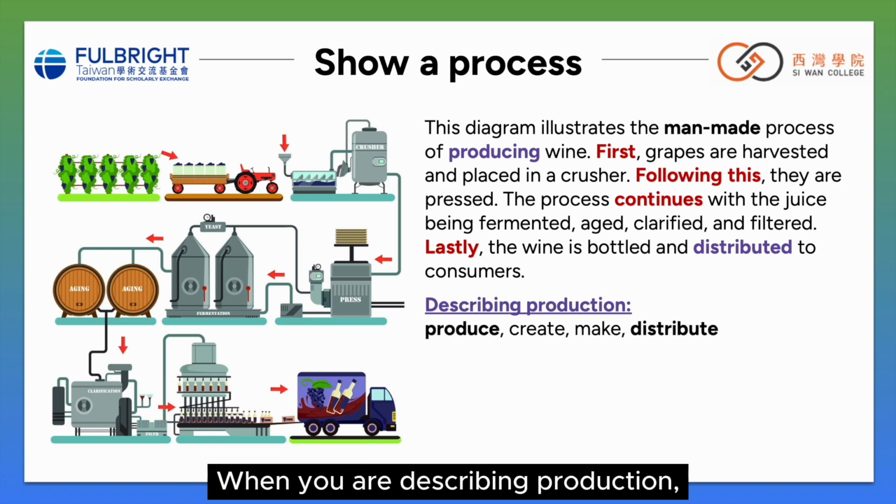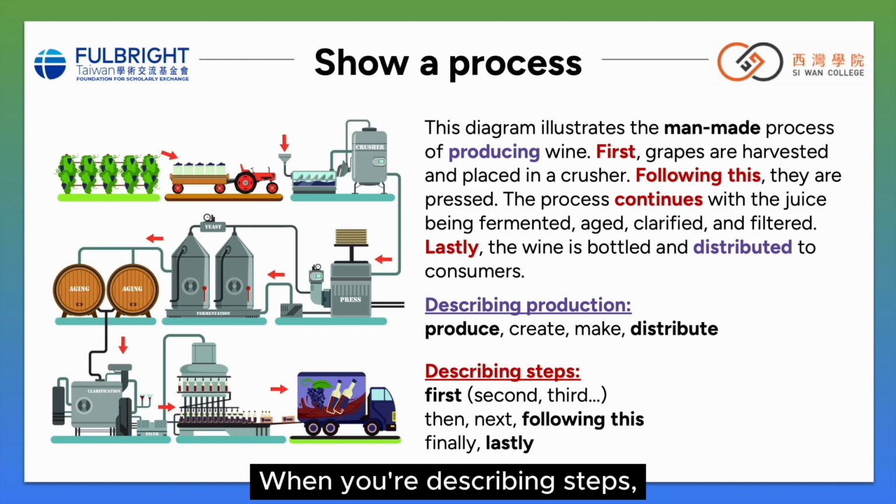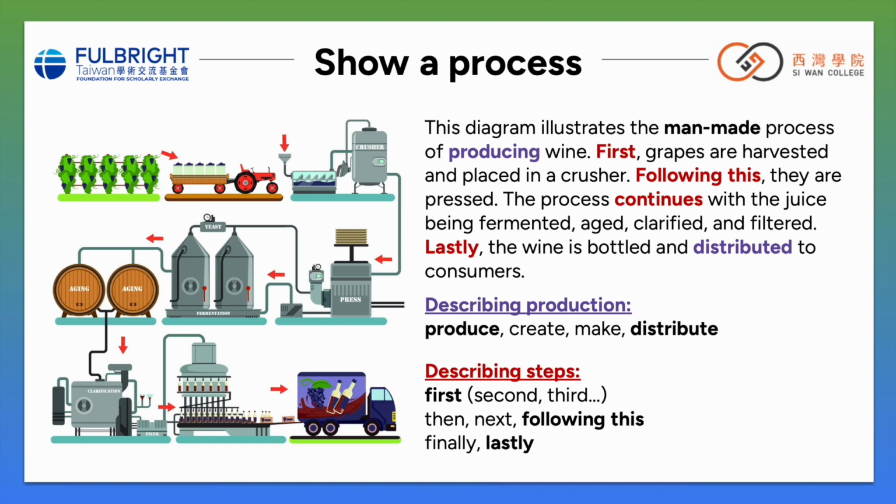When you are describing production, you can use terms such as produce, which means create or make, or distribute, which means to give out or to sell on the market. When you are describing steps, you can put these terms at the beginning of your sentence in order to explain to the reader what you will be describing. You can use terms like first, second, third, then, next, following this, and for the conclusion, finally, lastly.